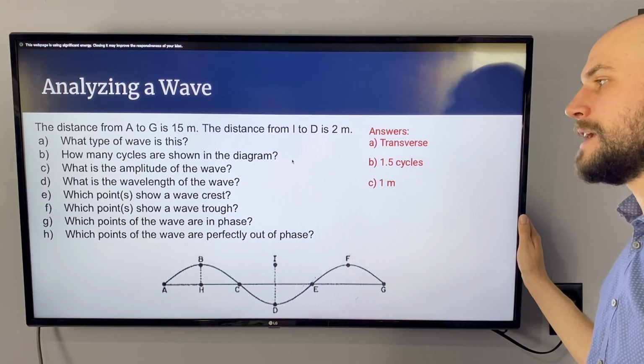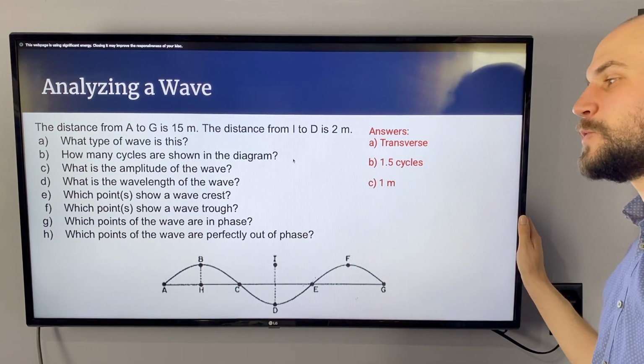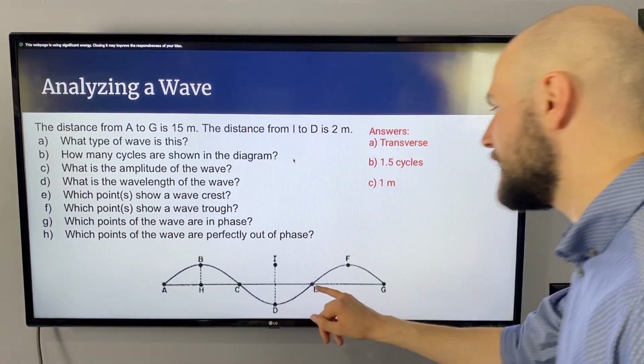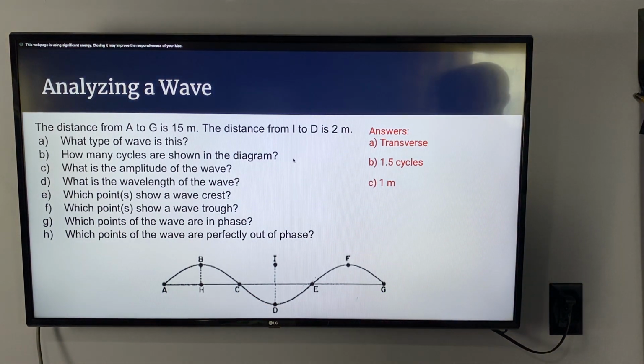Now, what's the wavelength of this wave? Well, wavelength is the distance between any 2 points in phase. B to F, A to E, C to G. Those would all be one wavelength. Okay.